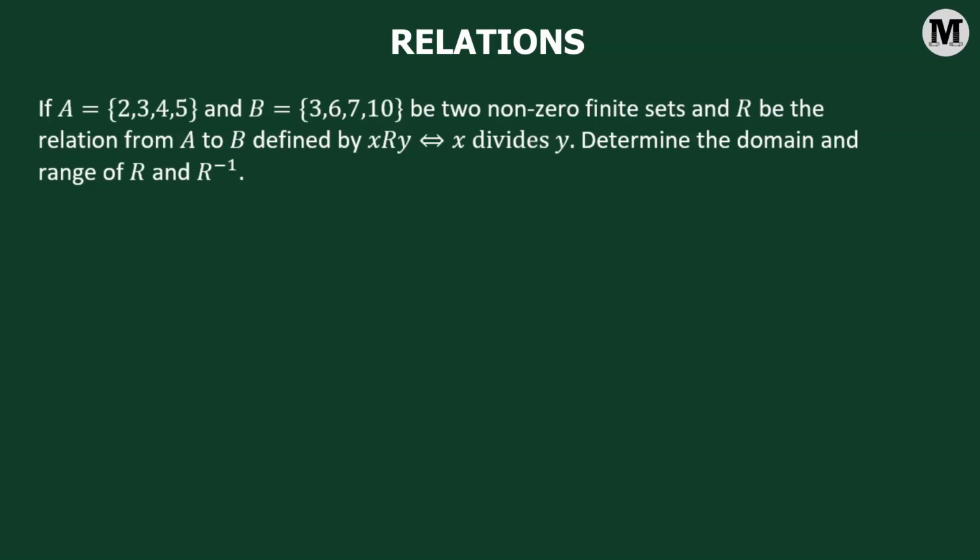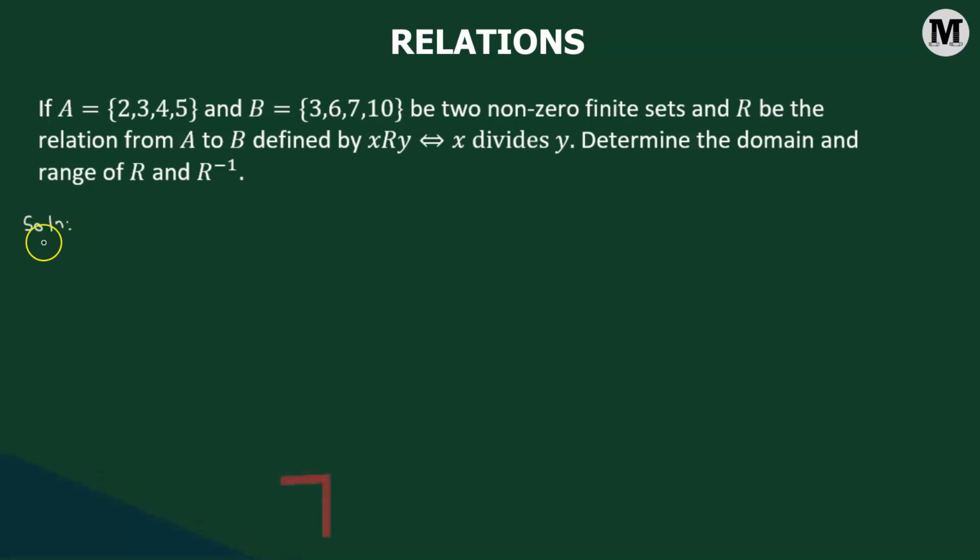So here we have two sets, A and B. Both of them are non-zero and finite sets. We also have a relation R from A to B, which is defined as xRy if and only if x divides y. We need to determine the domain and range of R as well as the inverse of the relation R. Okay, let us begin.